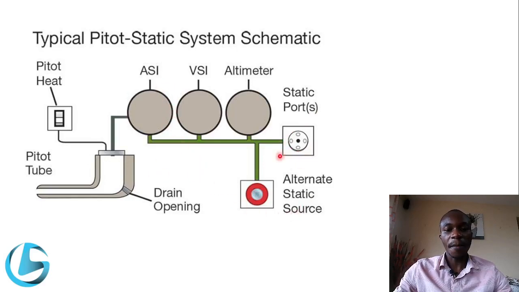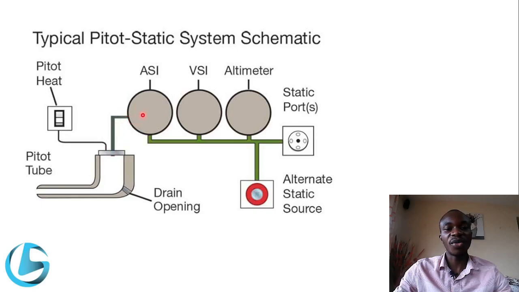Note now, these are the three instruments we've discussed: the airspeed indicator, the vertical speed indicator, and the altimeter. Remember, for the airspeed indicator, we said it uses differential pressure, and as such it is fed with two sources, that is static pressure and pitot pressure.